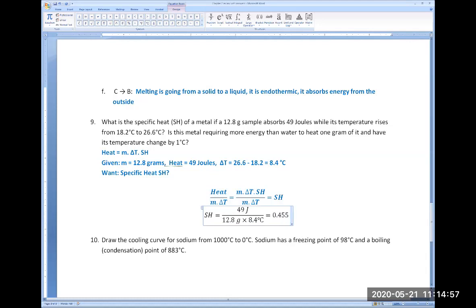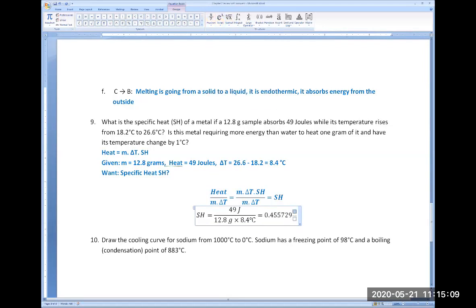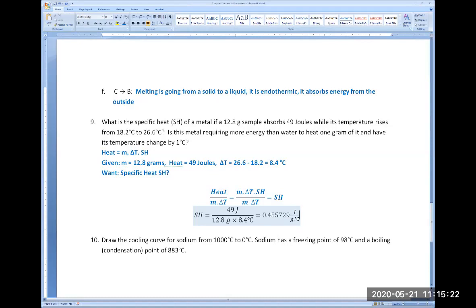The calculator answer is 0.455729, and the unit. You see how none of the units cancel. So then it's joules per gram per degree Celsius. Right, and that's typical of specific heat units, that they should be like that. They should be in units of calories or joules per gram and per degree.